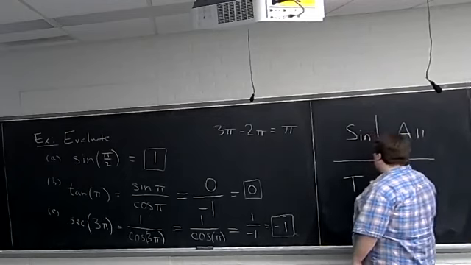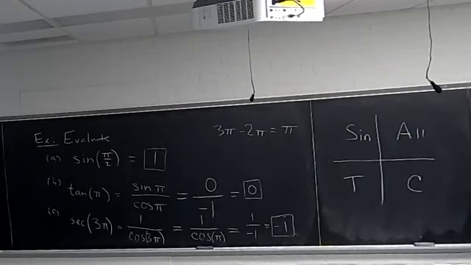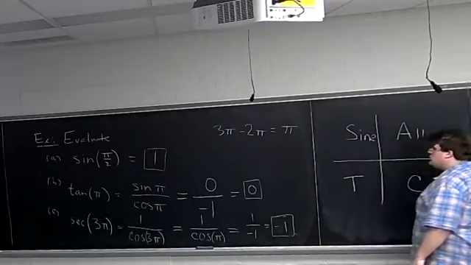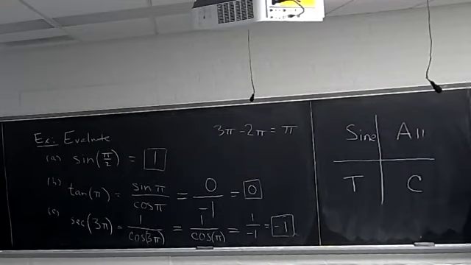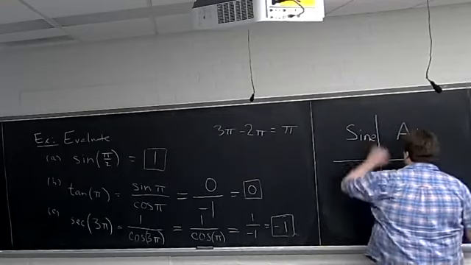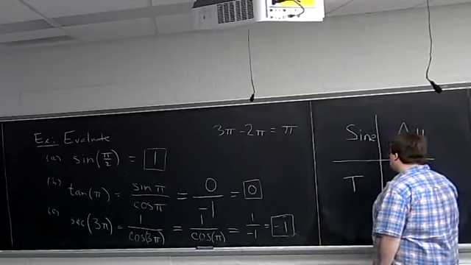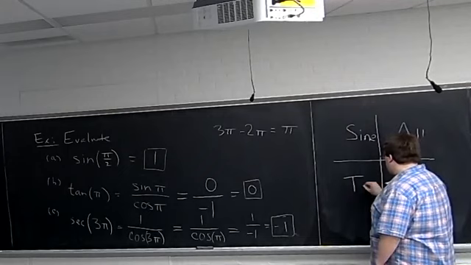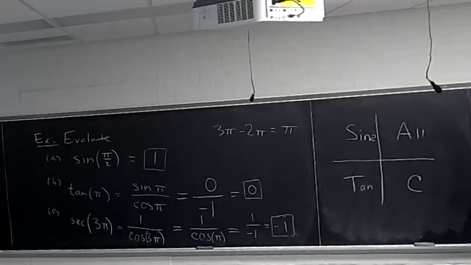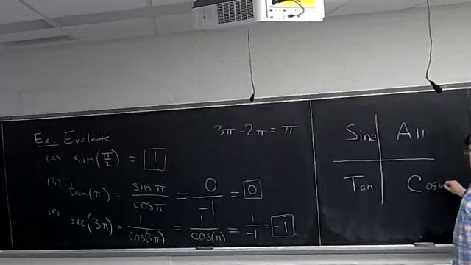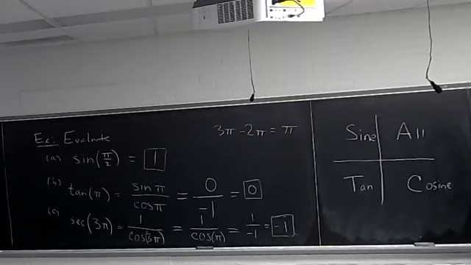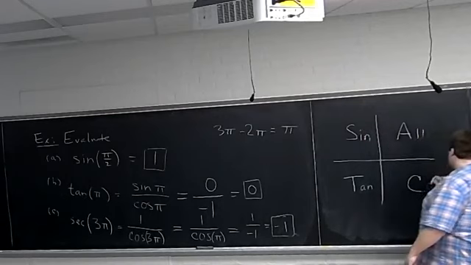If the angle brings you to the second quadrant, sine evaluates to a positive. Its reciprocal, cosecant, evaluates to a positive, but the others evaluate to negatives in the second quadrant. In the third quadrant, we have T, that tells us tangent and its reciprocal cotangent evaluate to positives, and the rest evaluate to negatives. In the fourth quadrant, cosine evaluates to a positive, its reciprocal secant evaluates to a positive, and all others evaluate to a negative.